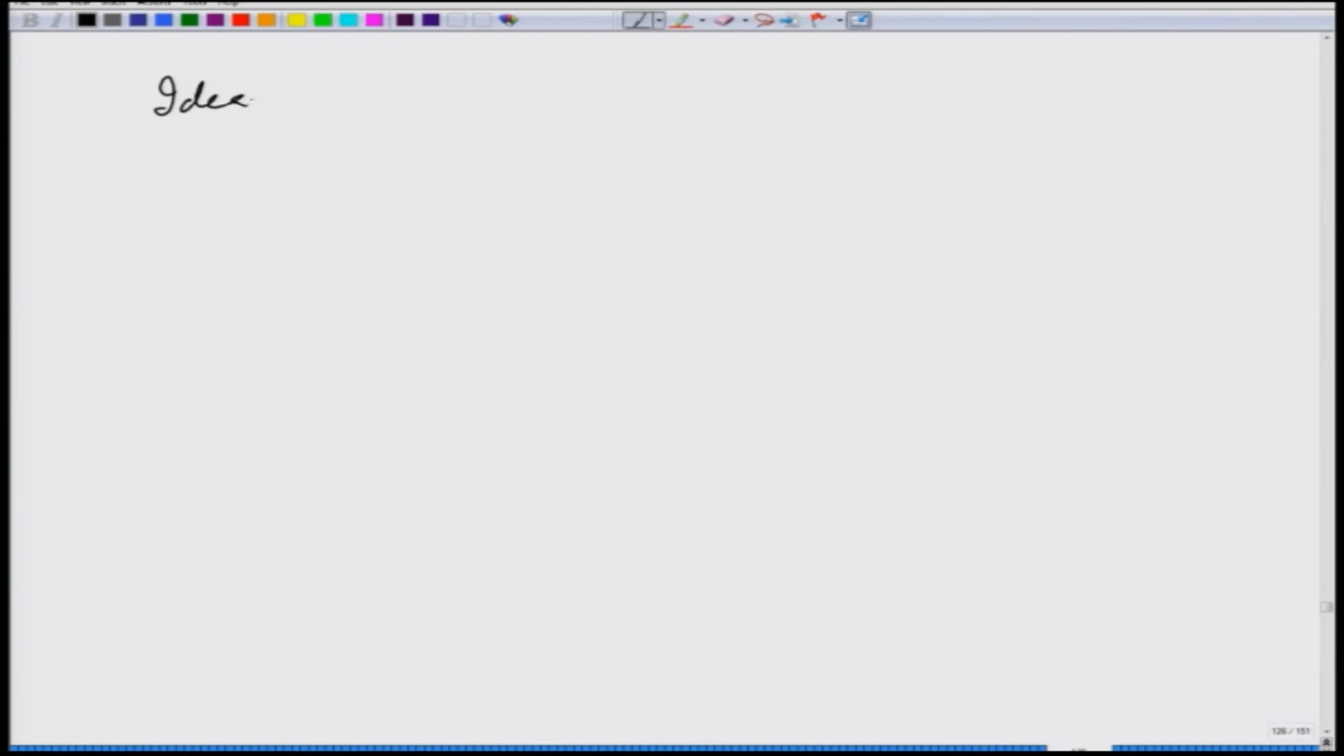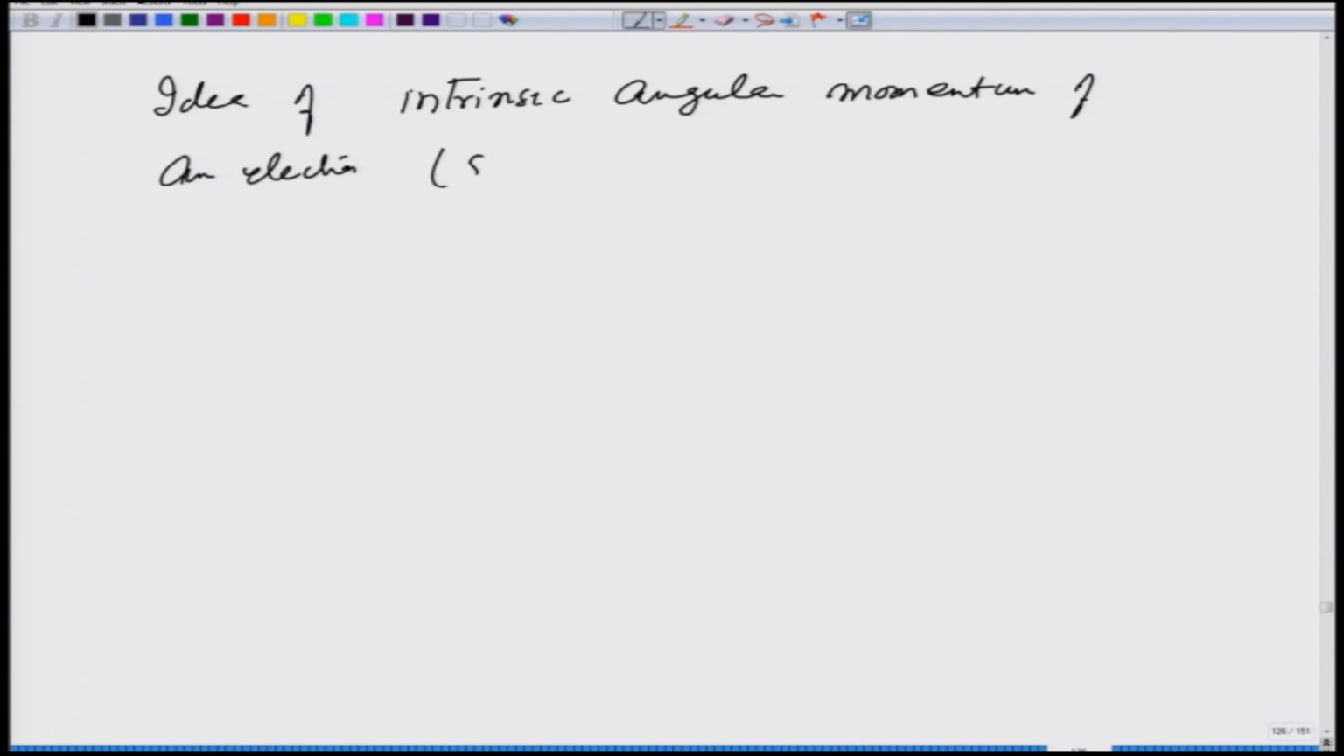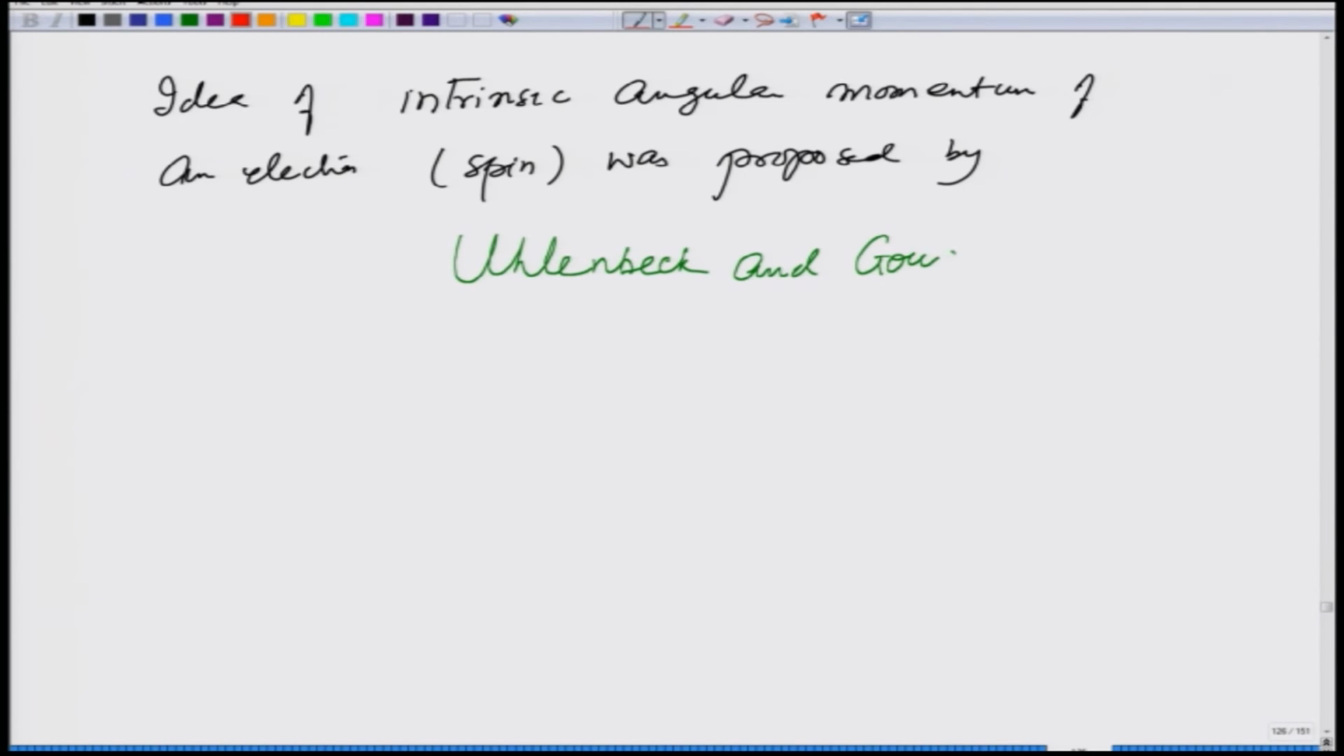The idea of intrinsic angular momentum of an electron, which is called the spin, was proposed by Uhlenbeck and Goudsmit. And then to understand the structure of atom, next Pauli came with his exclusion principle.